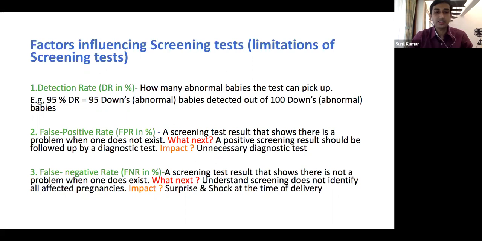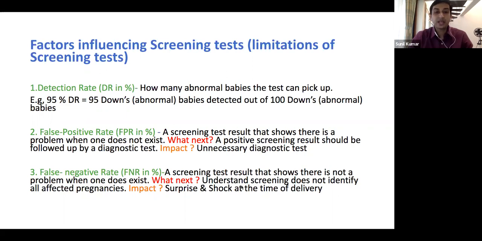The next terminology is false negative rate. A screening test result that shows there is not a problem when one does exist is known as false negative rate. That means a disease is truly there, but the test has failed to pick up the disease.